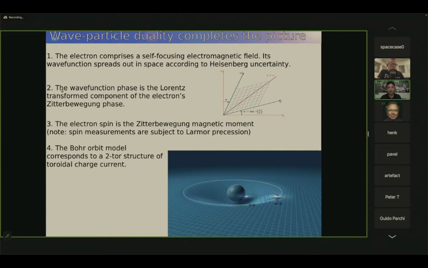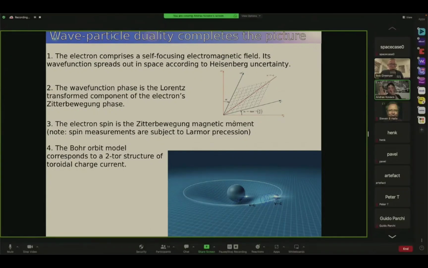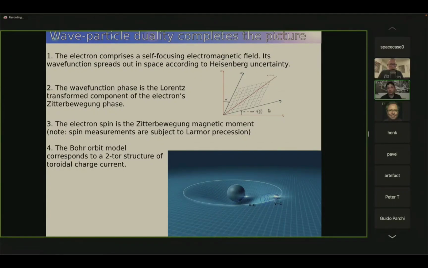Also, we can understand quite well what the wave function of the electron is. From the rest frame, the Zitterbewegung motion is an oscillation in time. When the electron moves, you have a Lorentz transformation into a different frame. As you know, the Lorentz transformation mixes time and space components according to this Lorentz boost rotation. The phase of the wave function is just the Lorentz transformed component of the Zitterbewegung phase. So once you understand Zitterbewegung and Lorentz transformation, you can automatically calculate and understand what the wave function really is.